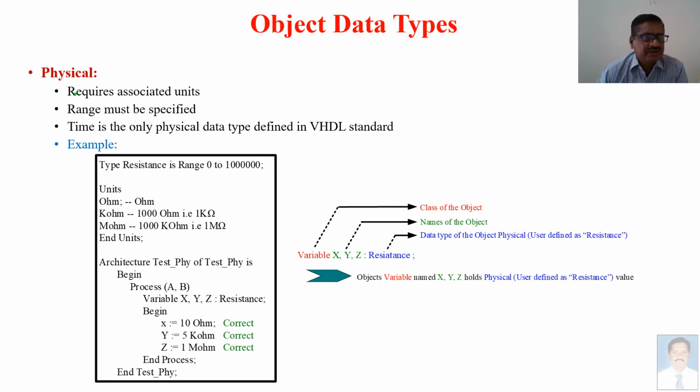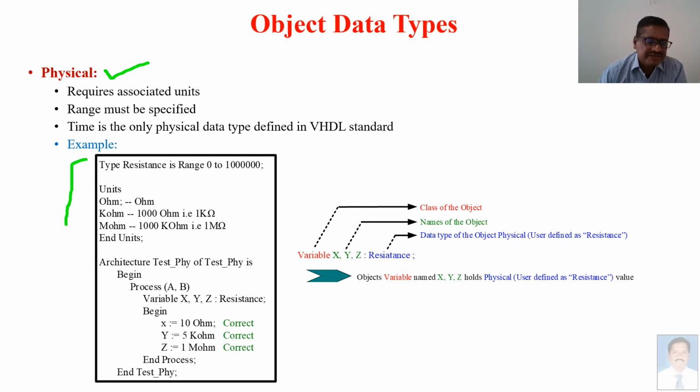It belongs to the physical parameters and requires the associated unit. Range must be specified, and time is the only physical data type defined in VHDL. Means time is the physical data type. Its definition is already available in VHDL, so no such definition is required for time. But apart from time, other physical parameters should be defined by using this physical data type. How is it done?